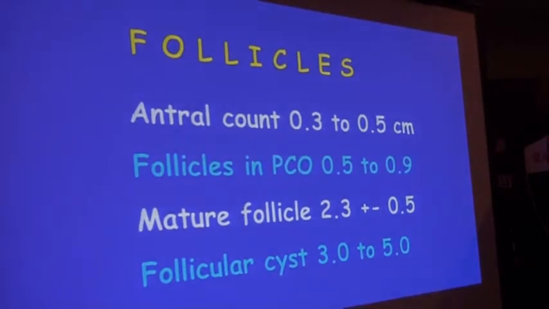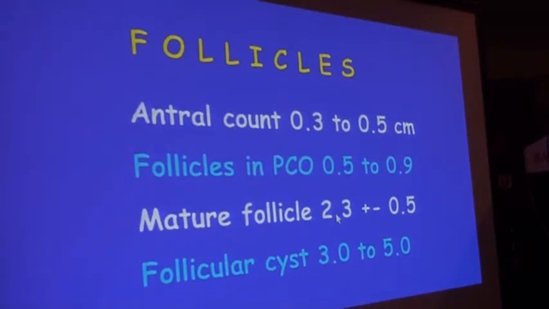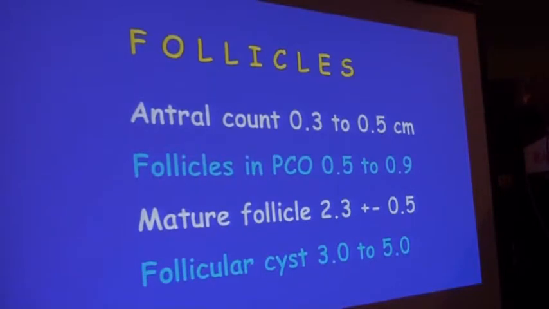What about the follicles? Antral count is 0.3 to 0.5. Follicles in PCO should be 0.5 to 0.9. Mature follicle range is 2.3 plus minus 0.5. Do it yourself. 2.3 minus 0.5 is 1.8. 2.3 plus 0.5 is 2.8. Anything with a mean diameter between 1.8 and 2.8 will rupture.